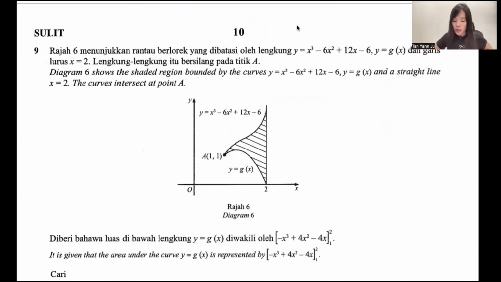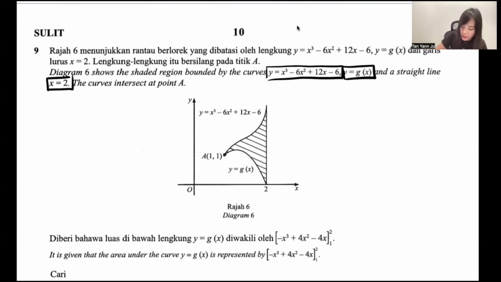Diagram 6 shows a shaded region bounded by the curve. Okay guys, there's a curve, y equals g(x), which is this one, and a straight line, x equals 2. And this is the straight line x equals 2. So 1, 2, 3. Can you see these 3 things surrounded the shaded region, okay?